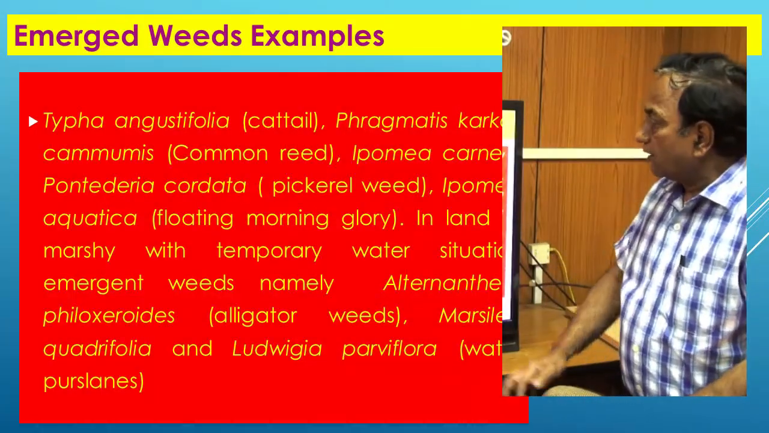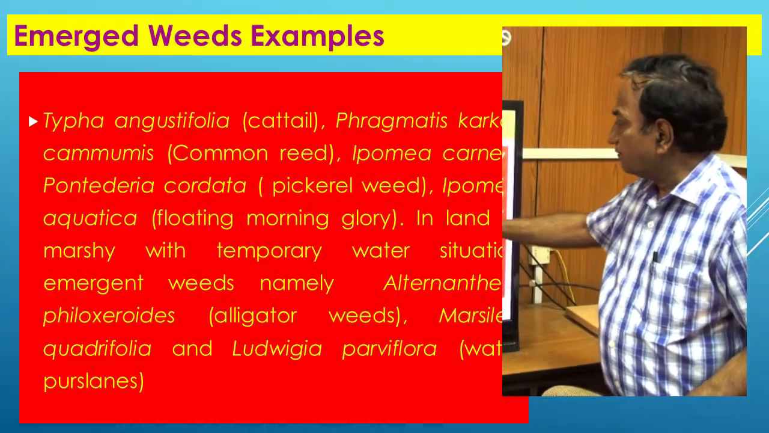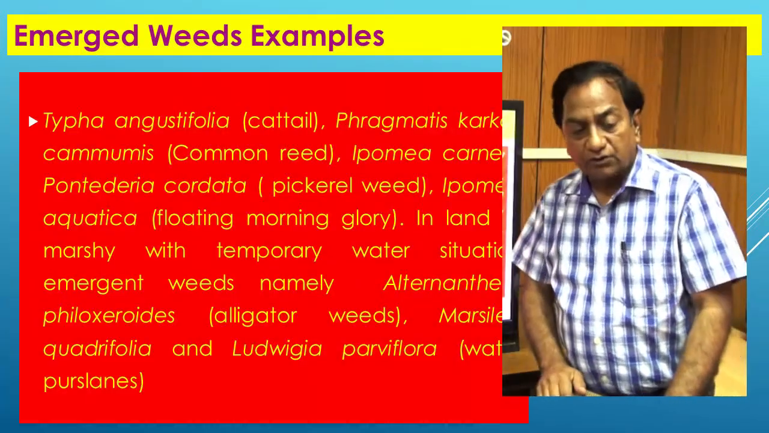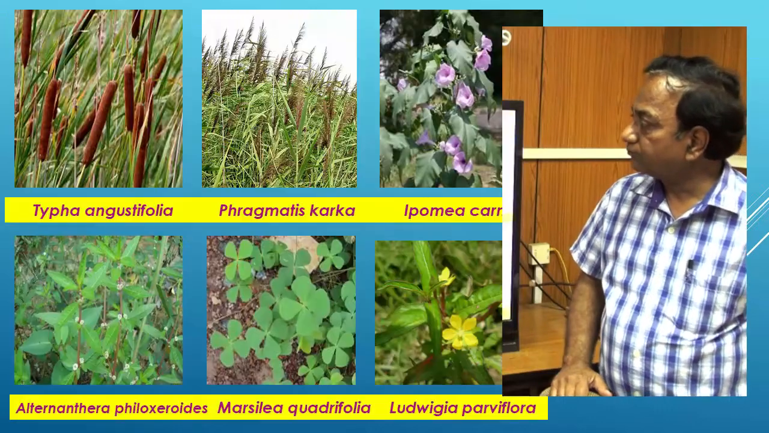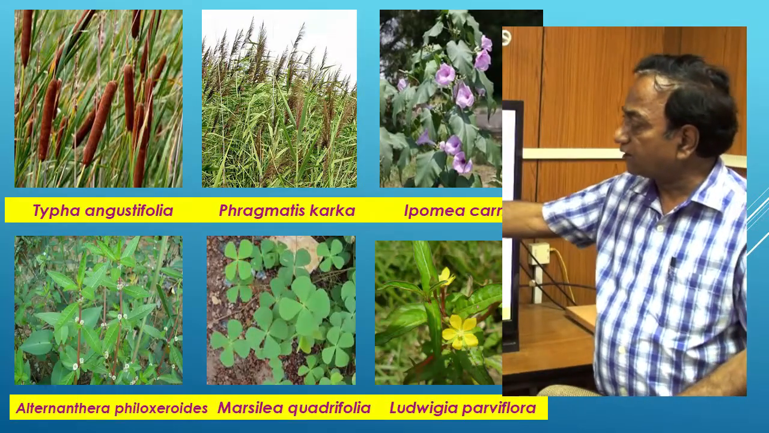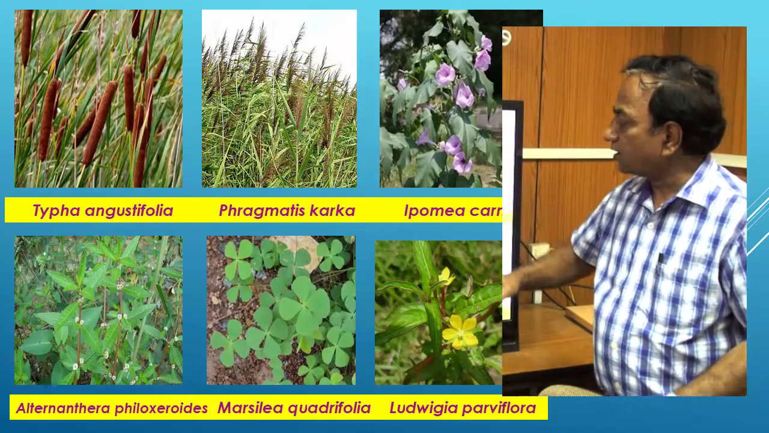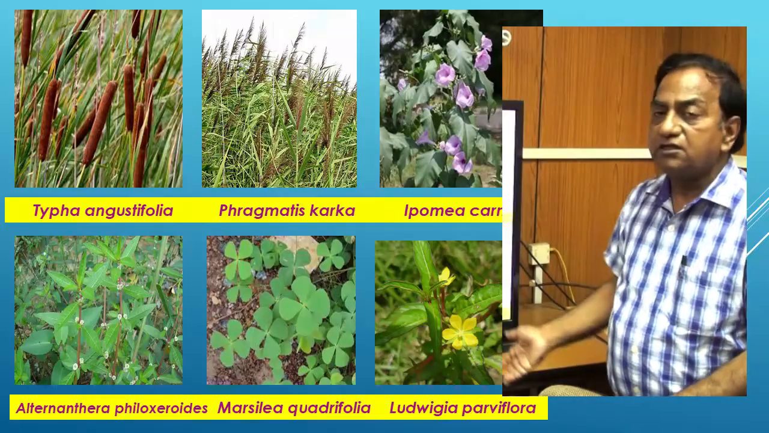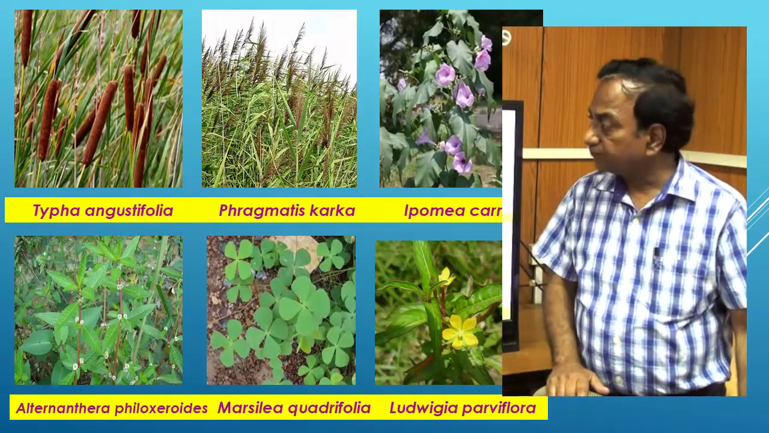Phragmites karka and Ipomoea, Ipomoea aquatica. So these are certain weeds which are known as emerged weeds. These are the examples, as I said, Typha angustifolia, Phragmites karka. These are weeds which are very common. Now by seeing these photographs, you can recognize them in your region or area.